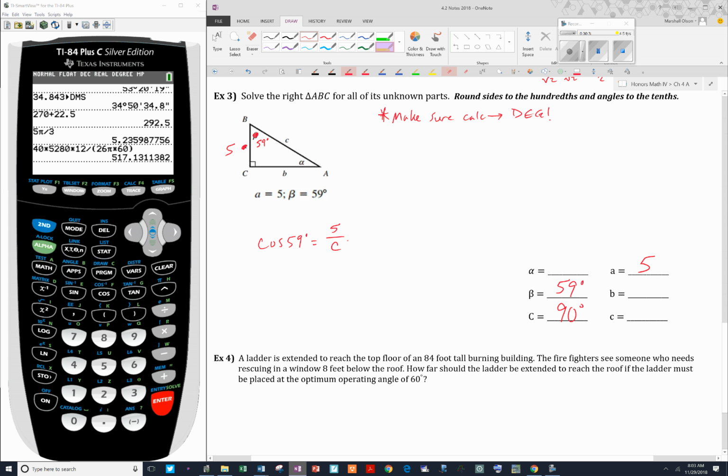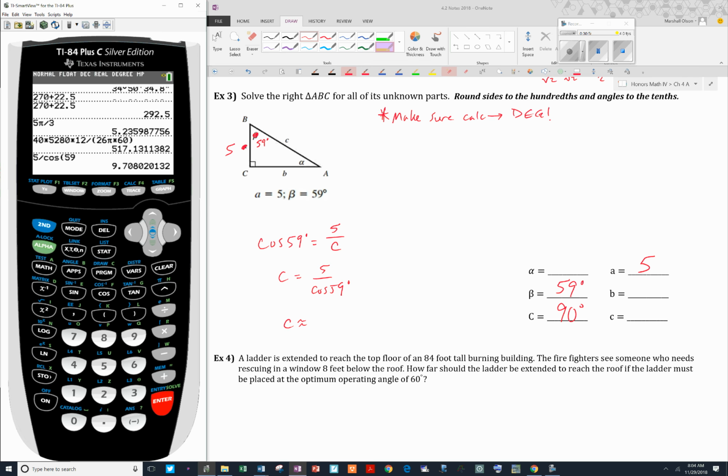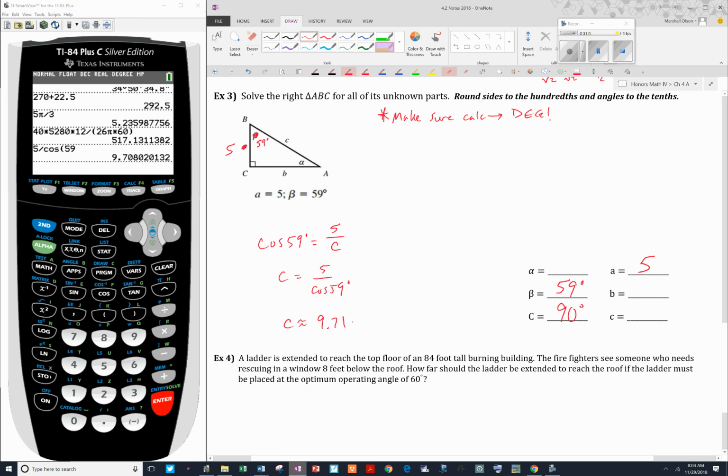Because that would be 5, the adjacent, over the hypotenuse C. Now remember, you can flip that C and that cosine of 59. Now you're just typing that into your calculator. 5 divided by the cosine of 59. The nice thing is you can just type that all in like that, not close up that parenthesis, you get 9.71 and be happy. C is about 9.71. We're going to round our sides to the 100th and then the angles to the 10th, but the angles we don't need to worry about rounding.